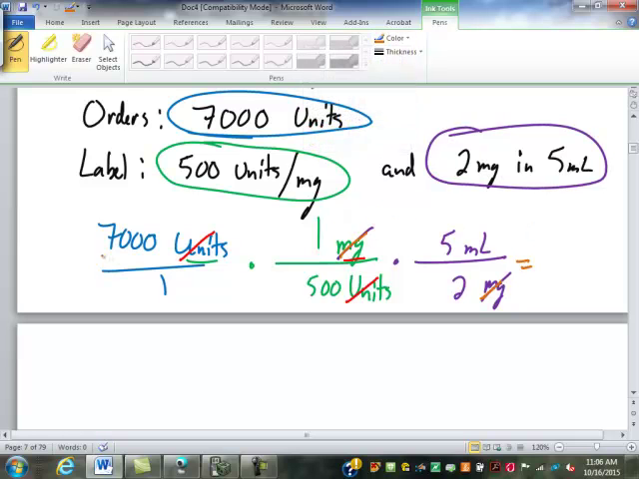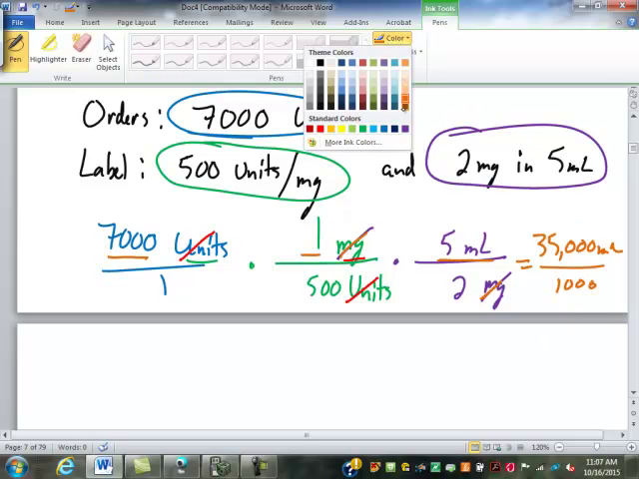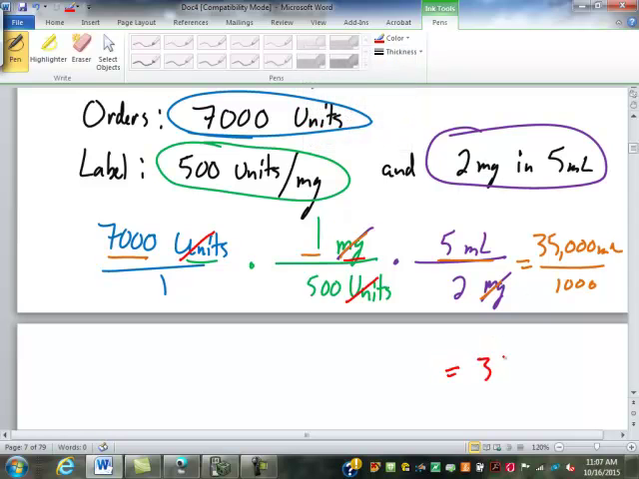On top, we've got 7,000 times 1 times 5 milliliters is 35,000 milliliters. 1 times 500 times 2 is 1,000. We divide that out, and we are at 35 milliliters. So we can go through 2 steps of the conversion at the same time. If we were doing the dosage calculation formula or the proportion method, we would have to go through the process twice. Now let me show you how I'd do that.